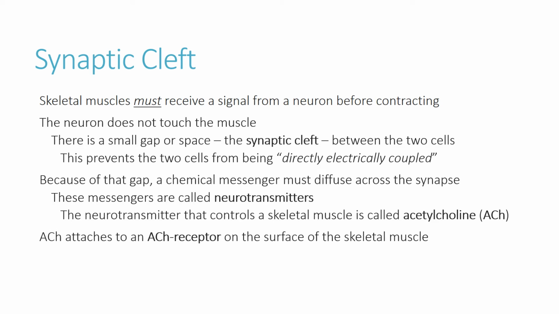Acetylcholine diffuses across the synapse and binds to an acetylcholine receptor on the surface of the skeletal muscle cell. The attachment of acetylcholine to the receptor opens sodium channels and allows sodium, with its positive charge, to start to leak into the muscle cell, changing the electrical current inside of the muscle cell.